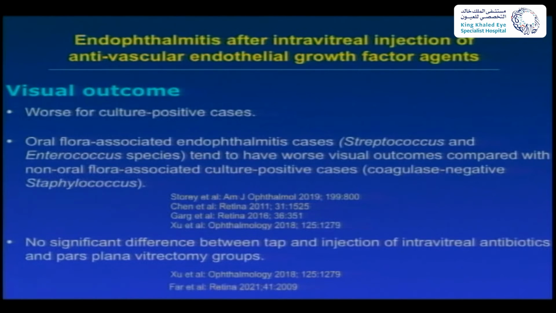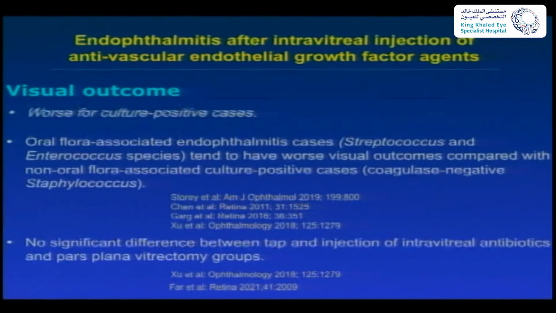How about the visual outcome? Of course, the visual outcome is worse for culture-positive cases. Oral flora associated endophthalmitis, which are Streptococcus and Enterococcus species, tend to have worse visual outcome compared to non-oral flora, which are coagulase negative staphylococci. We know that coagulase negative staphylococci are of less virulence.